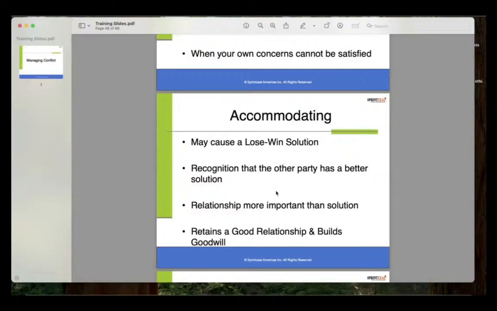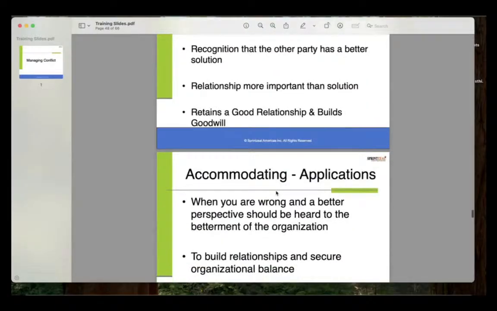It retains a good relationship and builds goodwill, because what is happening in this is that we are accommodating, basically recognizing that the other party may have a better solution, so it is about accommodating with the other party. Okay, so that is about accommodating.